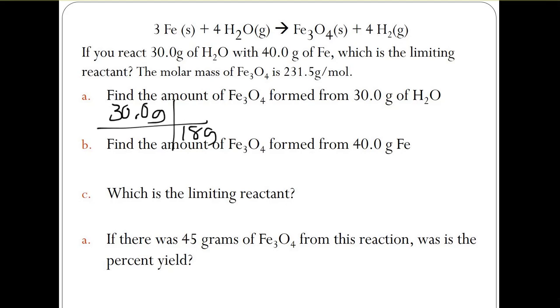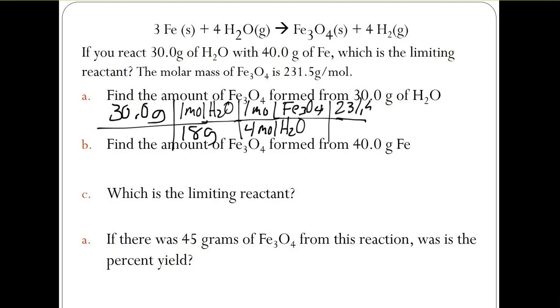Divide by the molar mass. Then look at your balanced equation, and I find for every 4 moles of water, I get 1 mole of my iron oxide, or that product. And then I'm just going to multiply by the molar mass. So the amount of product I get is 96.5 grams. Let's look at our next one.